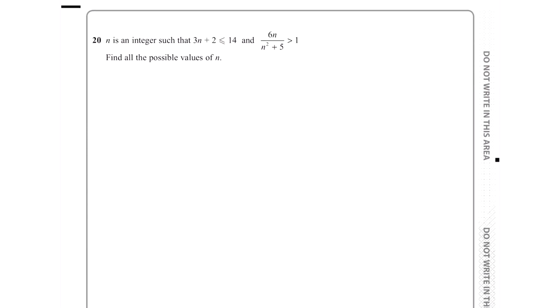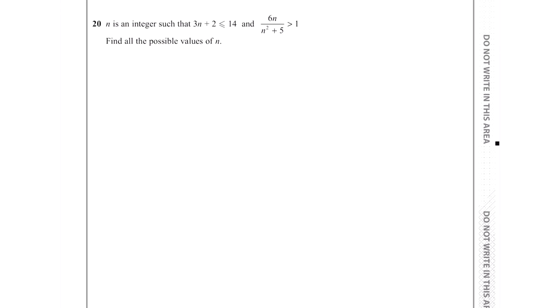And for the last question on this, n is an integer such that 3n + 2 is less than or equal to 14, and 6n over n squared + 5 is greater than 1. Find all possible values of n. So let's start with the left-hand side. We have 3n + 2 is less than or equal to 14.